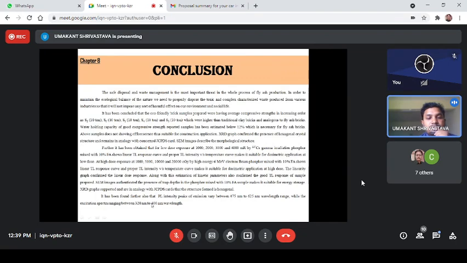It has also been found that the PL emission intensity peaks vary between 475 nanometer and 625 nanometer wavelength range, while the excitation spectra range between 320 nanometer and 400 nanometer wavelength range.